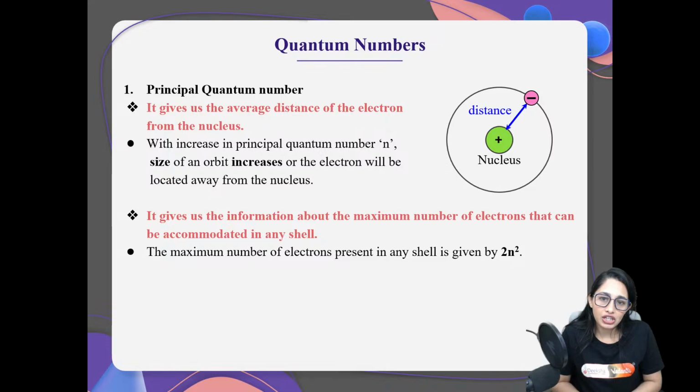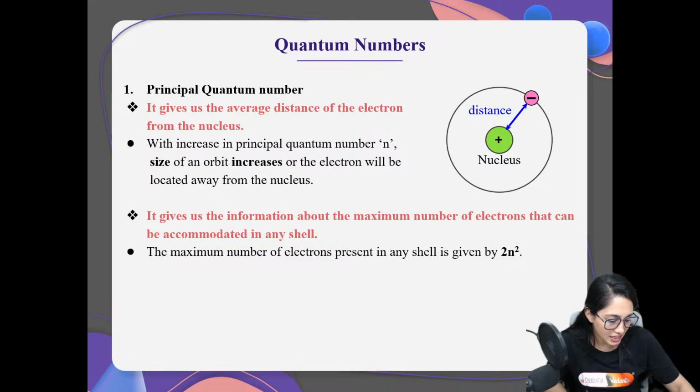Okay. So if it is in K shell, it is nearest to the nucleus. If it is in L shell, that is, if the principal quantum number is 2, then it is in L shell. With increase in principal quantum number, the size of the orbit increases, or the electron will be located away from the nucleus.